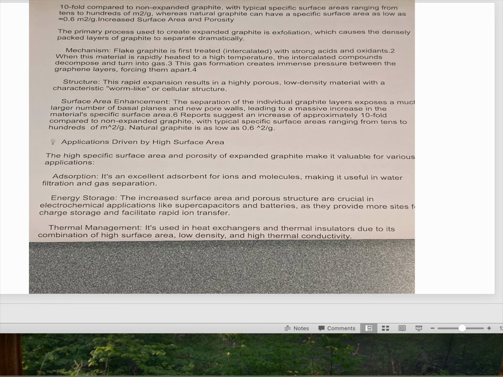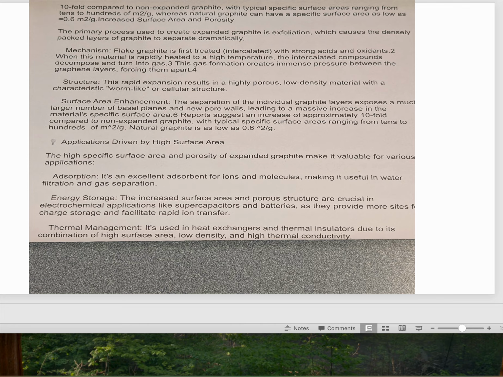Energy storage. My own particular area of research involves supercap electrode materials, composite electrodes, which in many cases contain as a component this expanded, exfoliated graphite. The increased surface area and porous structure are crucial in electrochemical applications like supercaps and batteries, as they provide more sites for charge storage, and in supercaps that would be capacitance measured in farads, and facilitate rapid ion transfer.